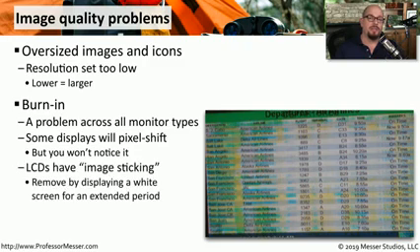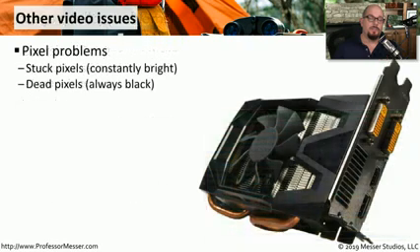Certain LCD displays might even have a pixel that is stuck to a particular color that may have been left on for an extended period of time. If that occurs, you can sometimes remove that from the screen by displaying a white screen over an extended period. If a display has a particular pixel that is always showing a color, we call that a stuck pixel, where it is constantly bright. Even if the entire screen is black, you will still see that brightly lit pixel on the screen.